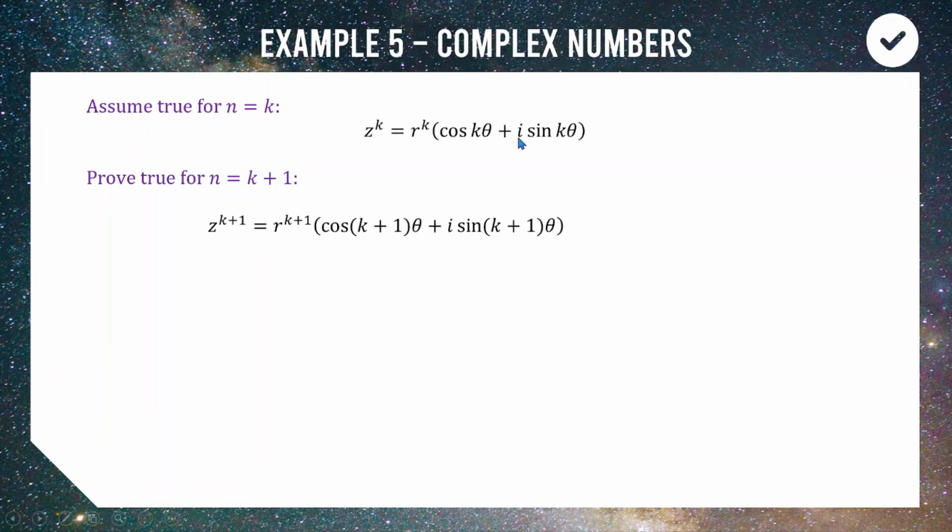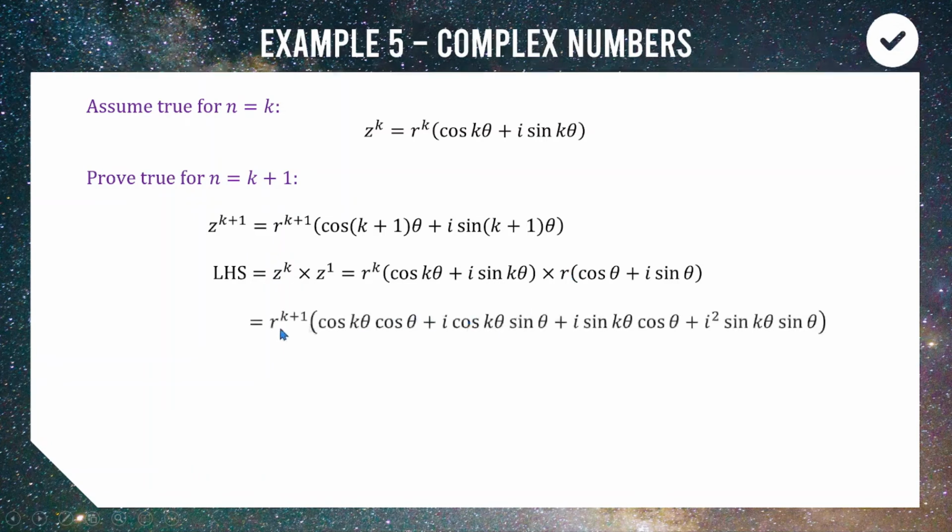Okay, so what we're going to do here is write the left-hand side, z to the k plus 1, as we've done a few times today. We'll write this as z to the k times z to the 1. z to the k is right here from our assumption, and z to the 1 is right here from part A. Now, we are going to multiply these together using a bit of a tricky binomial expansion. So out the front, we'll have r to the k times r to the 1, which is r to the k plus 1.